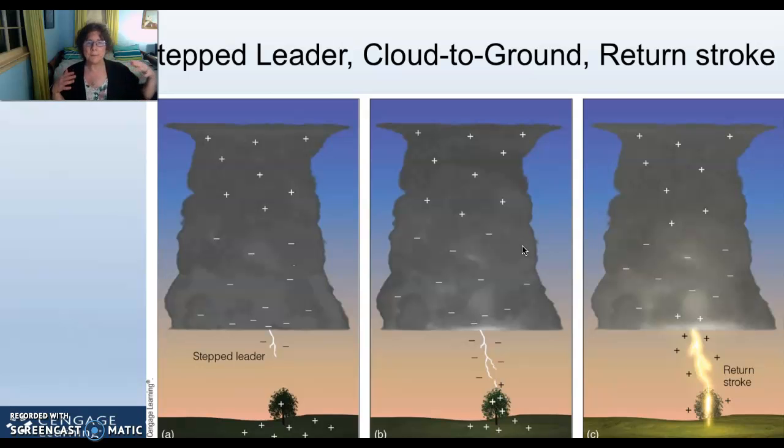A stepped leader is feeling your way through the atmosphere when you're a lightning bolt. There's a lot of resistance in the atmosphere toward a lightning bolt coming through. A stepped leader plows out the way so that the bolt can come through. A stepped leader, then cloud to ground lightning, and then a return stroke. You often don't ever see the stepped leader. You see the return stroke.